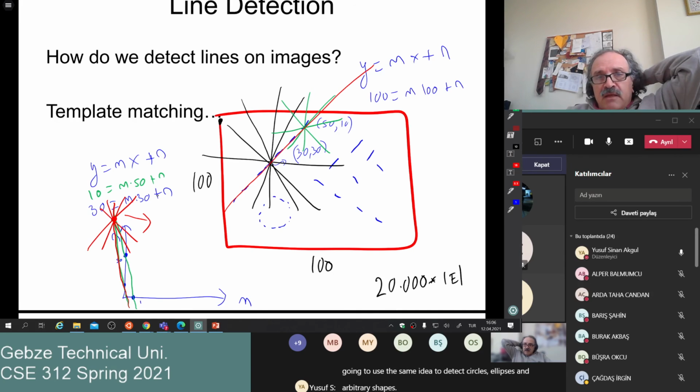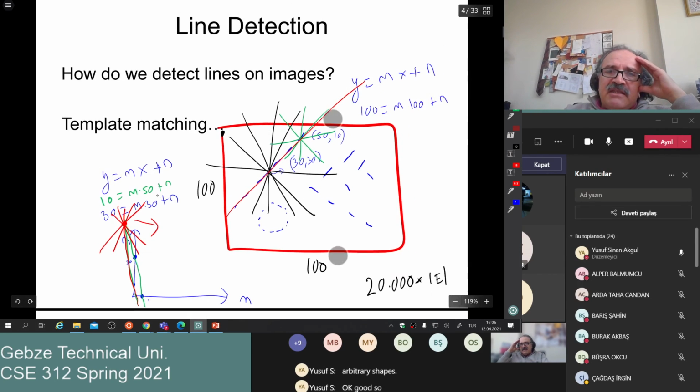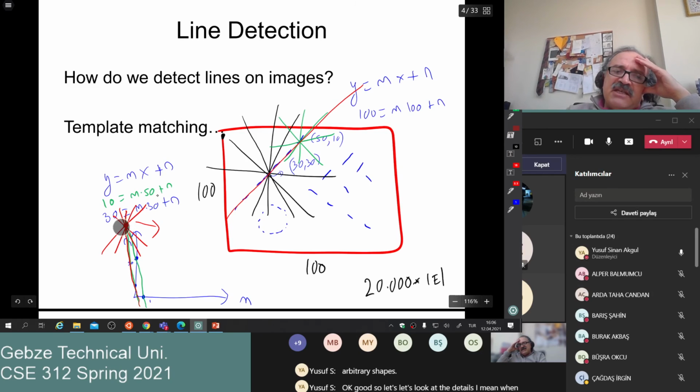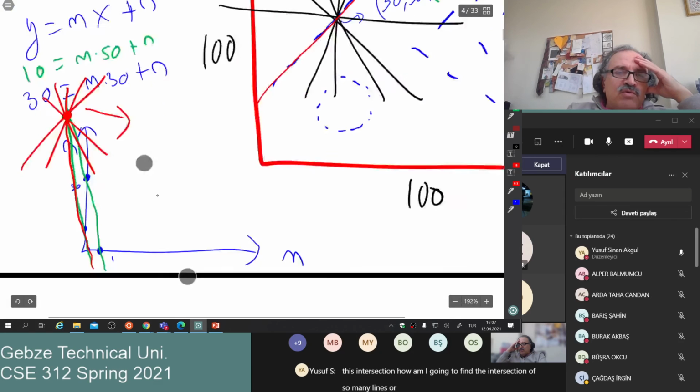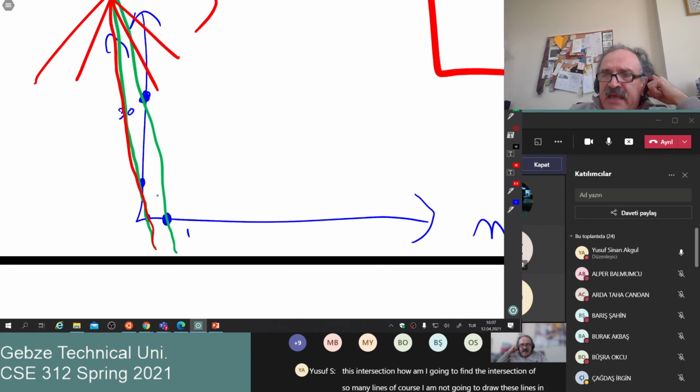Okay, good. So let's look at the details. When I say this intersection, how am I going to find the intersection of so many lines? Of course, I am not going to draw these lines in a simple MN space.